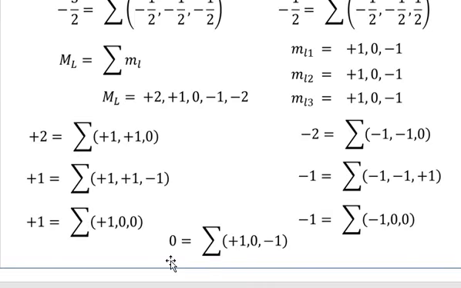And of course, if you want to construct 0, the possibility is that you can have plus 1, comma 0, comma minus 1, because all 0 is not allowed over here.